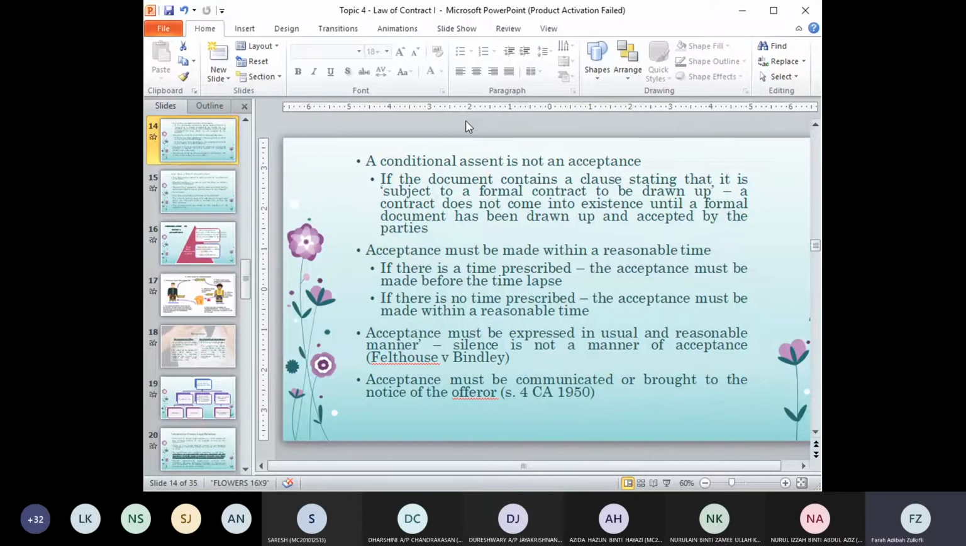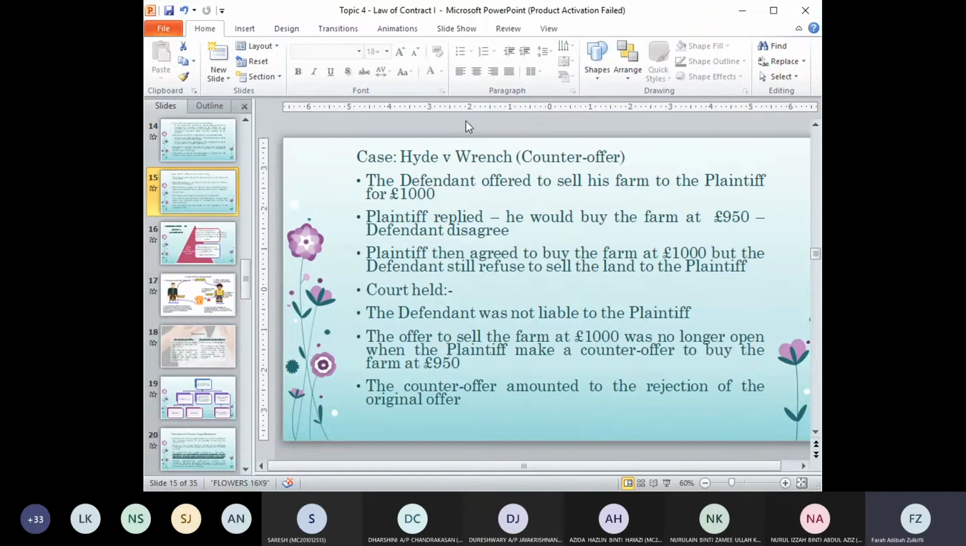Or if someone sends a letter with a reply form stating that if you are interested to join, you can fill in the form and send the form to me. So if you fill in the form and you sign the form and send it to the other party, it can be said that you have accepted. So what's important is that acceptance must be communicated. So it must be brought to the notice of the offeror.